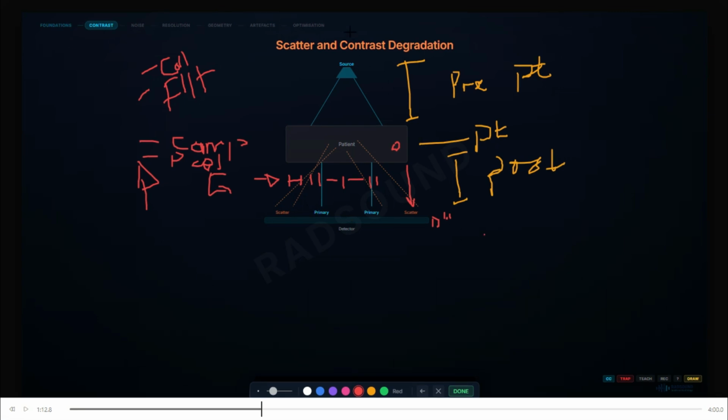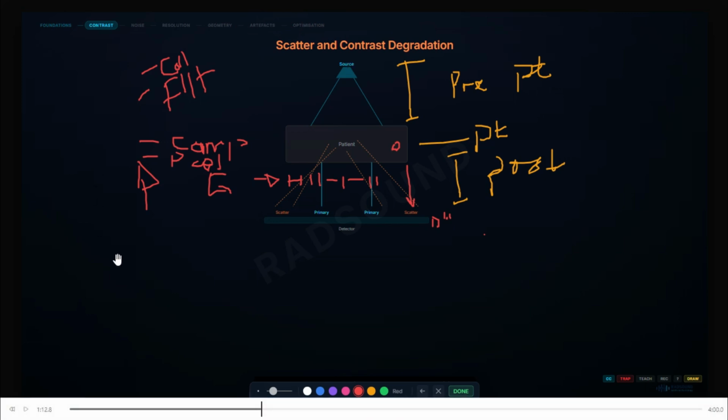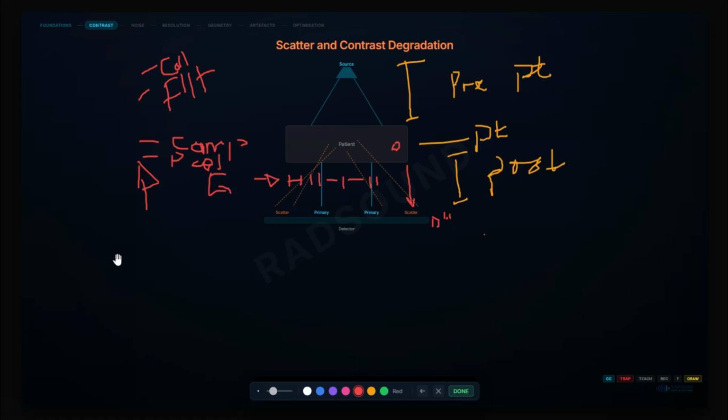In geometry, you can use a small focal spot instead of a larger one, because a larger one might lead to blurring. A smaller one gives better sharpness and better detail. Also, minimize magnification to decrease blur. All these methods are used to minimize the amount of scatter reaching the detector so that we can have better image quality.